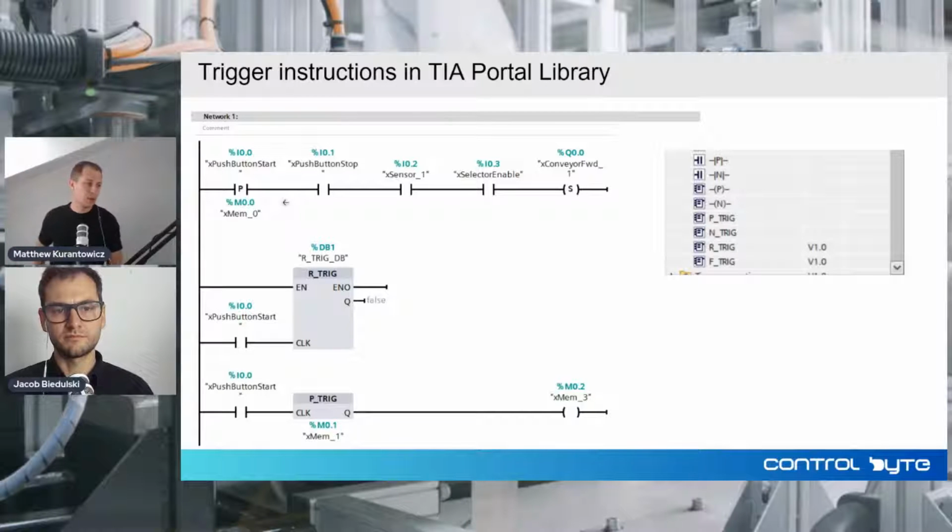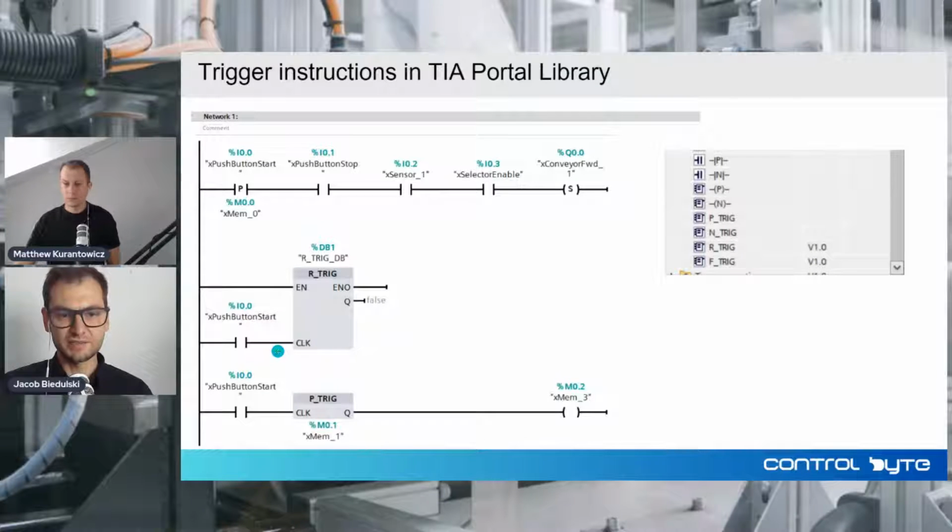The next instruction is R_TRIG. R_TRIG is the trigger instruction that involves a data block to store the memory that we can use in other networks in the program. I will show you this in a moment.